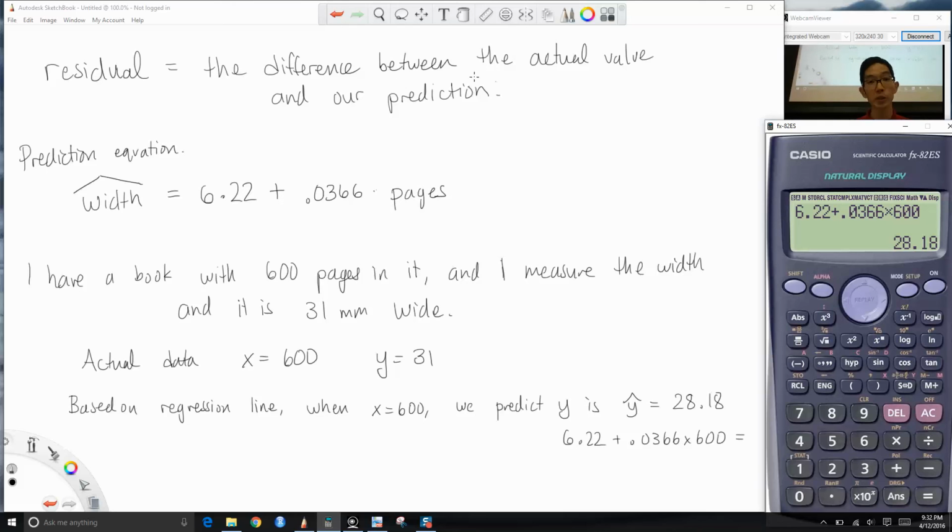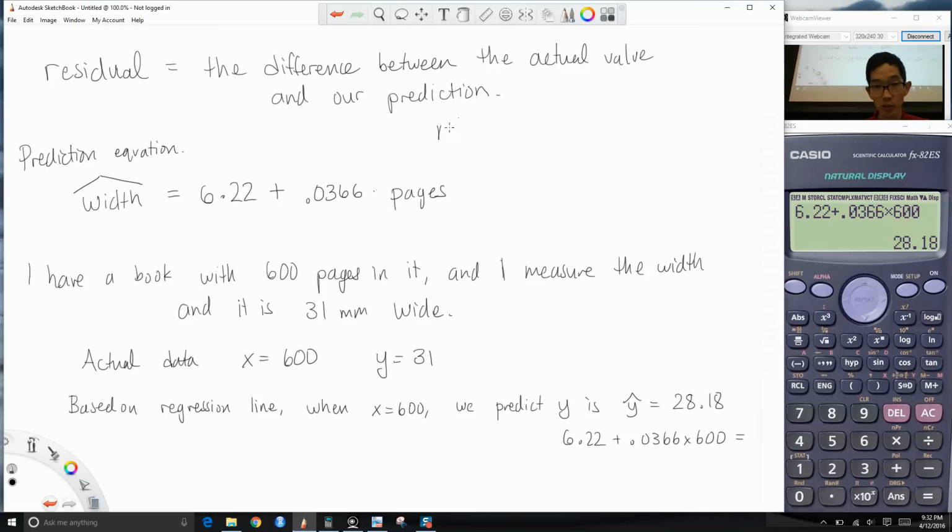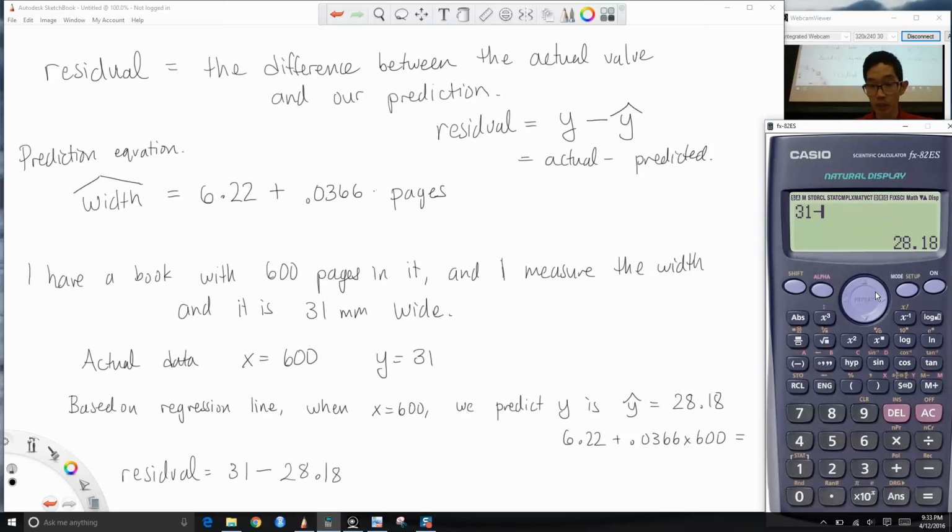So my residual is the difference between the actual value and our prediction. We can say the residual is equal to y minus y hat, or actual minus predicted. Here, the actual value is 31, so my residual is equal to 31 minus the predicted value of 28.18. So I do 31 minus 28.18, and I get 2.82.